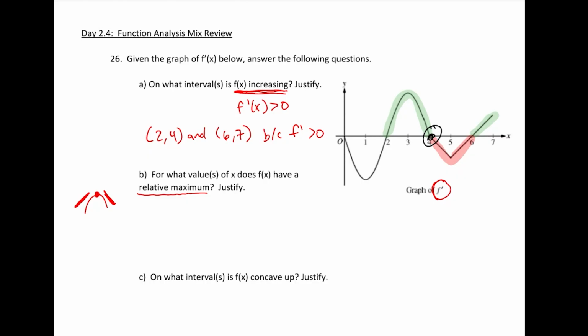So f has a relative maximum at x equals 4, okay? And that's because f prime went from being positive to negative.